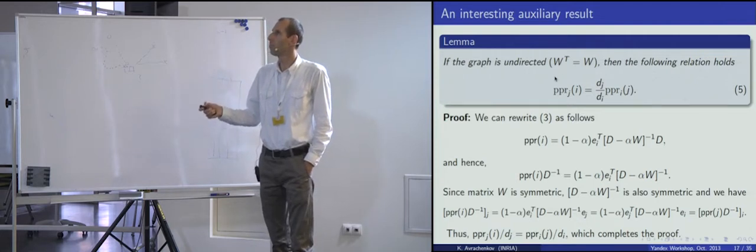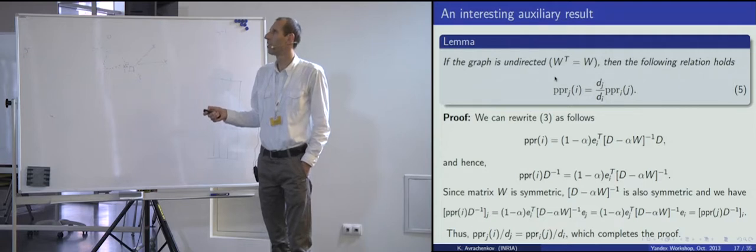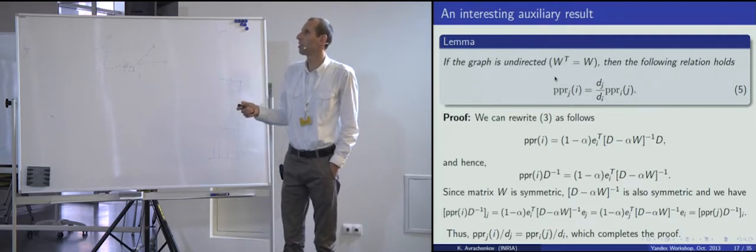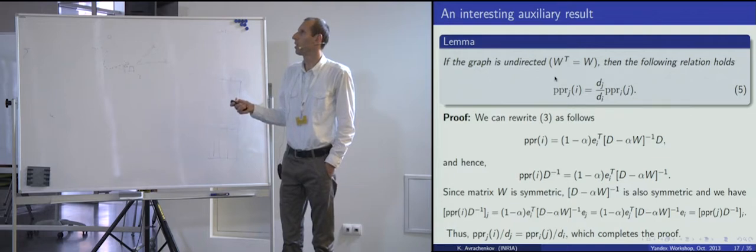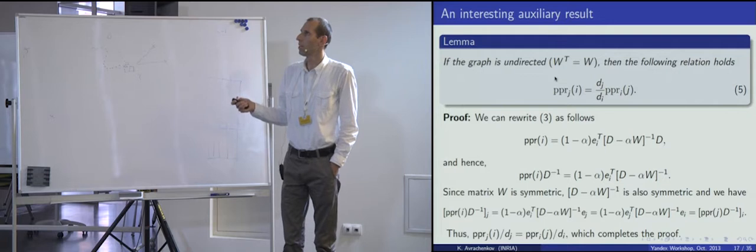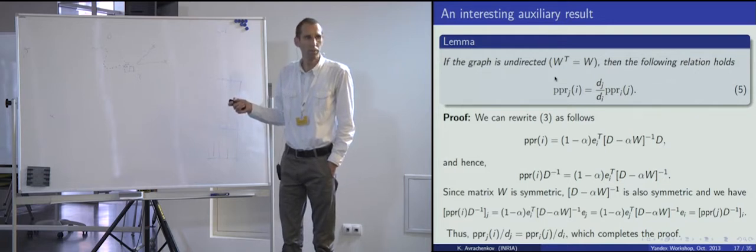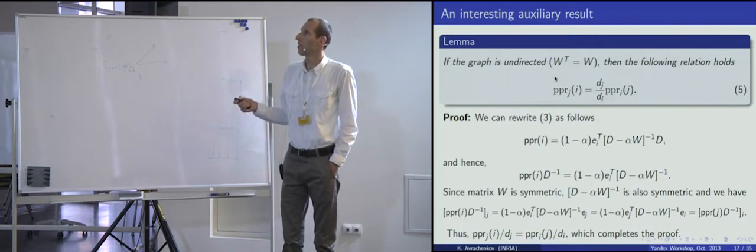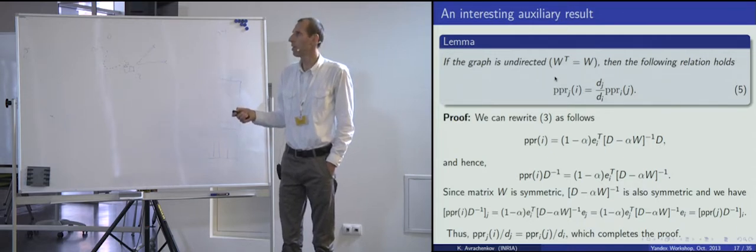So actually, the proof is just several lines. How it goes: we write what personalized PageRank is, and we take D outside of these brackets of the inversion. Inside we have the modified standard Laplacian.